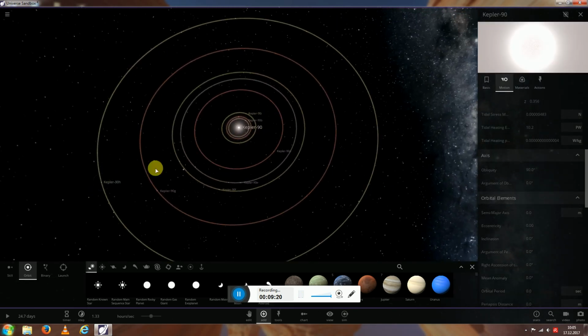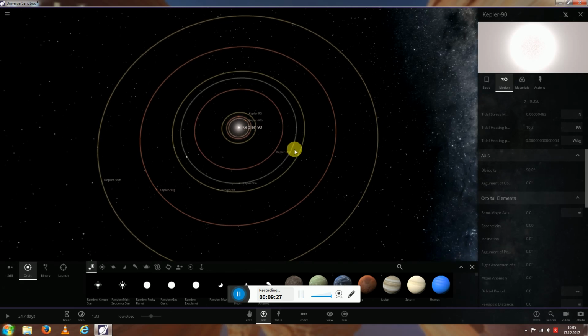within, between Kepler 90H and the star, which is very tightly squashed together. How exactly this came about, we don't know yet. Perhaps some kind of strange planetary migration. We don't know yet how exactly they came about to be so squashed together.